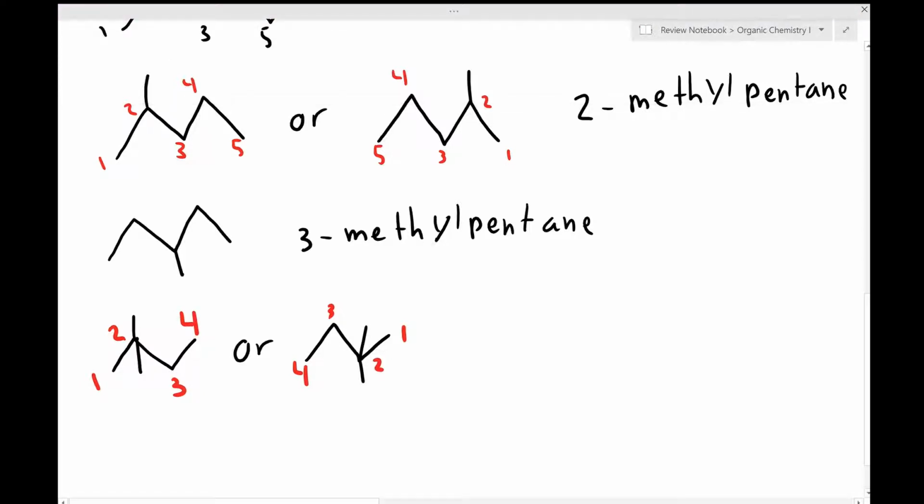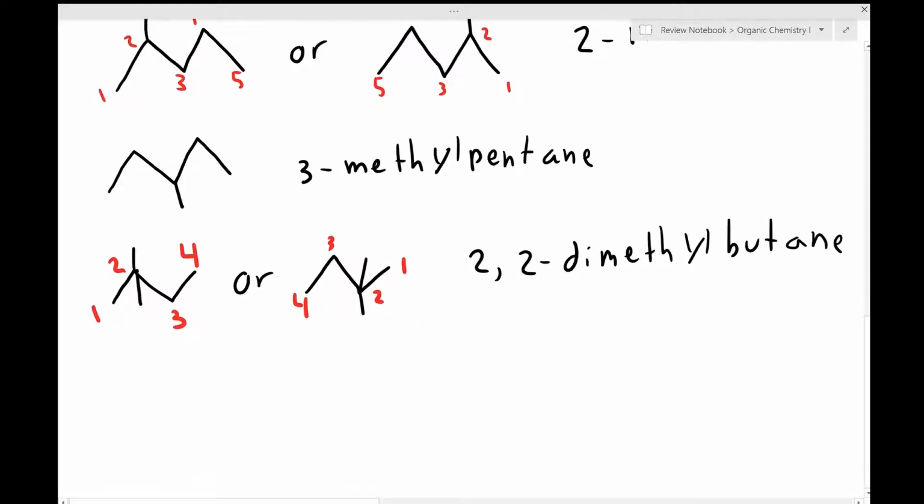So this would be 2,2. We have 2 of them, so it's 2 methyl groups, so it's dimethylbutane now, as our parent chain is only 4.